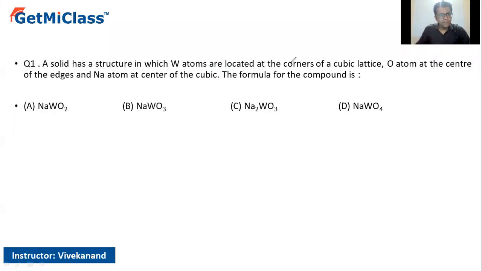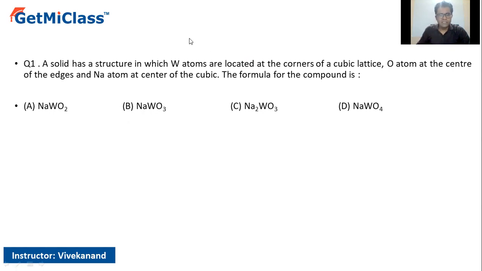Question number 1. A solid has a structure in which W atoms are located at the corners of the cube lattice. O atoms are at the center of edges and Na atom is at the center of the cube. The formula for the compound is A, NaWO2, B, NaWO3, C, Na2WO3, and D, NaWO4.